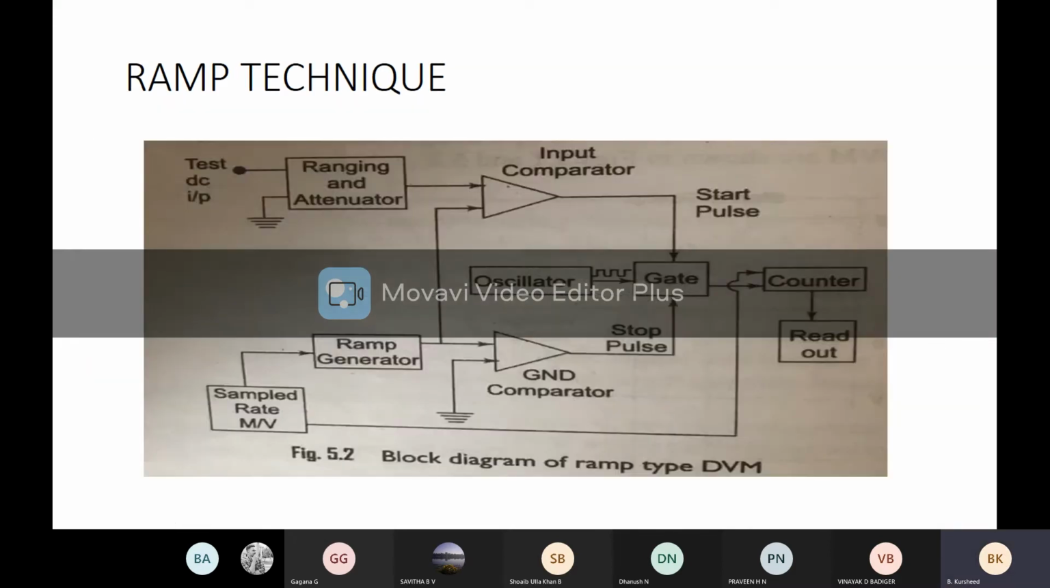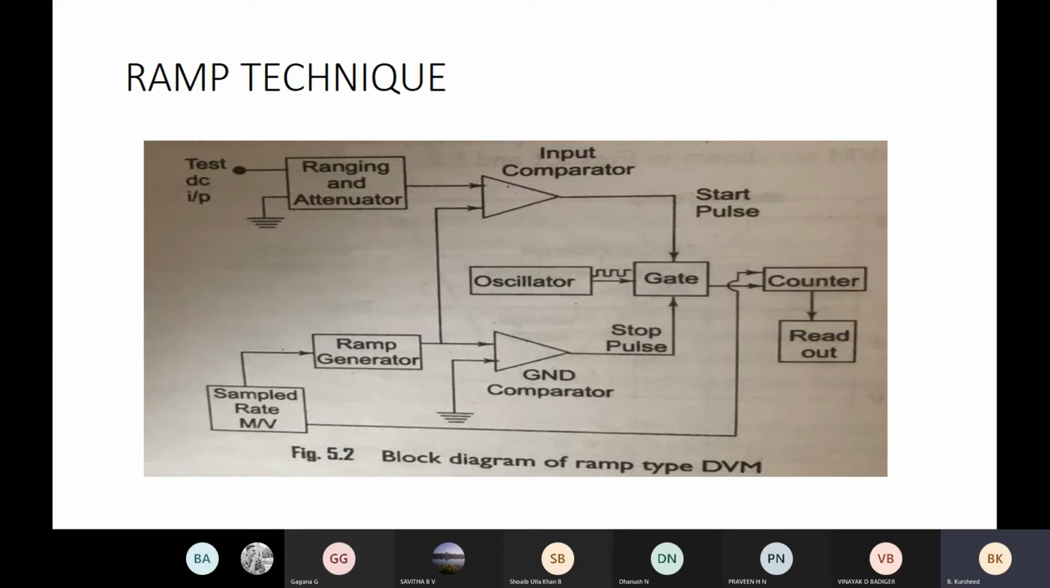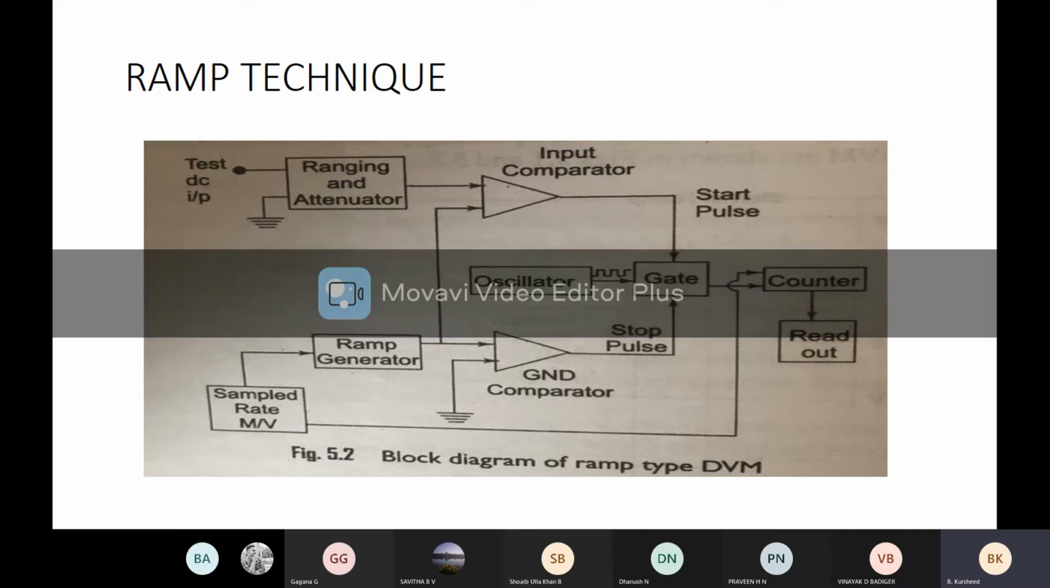So in this case, the ramp technique has advantages as well as disadvantages. See, the advantage is that it is low cost, and the circuit design is very easy. Okay. What is the disadvantage?